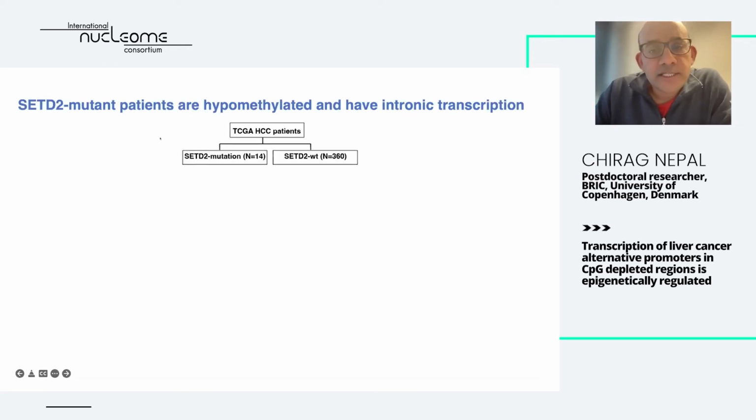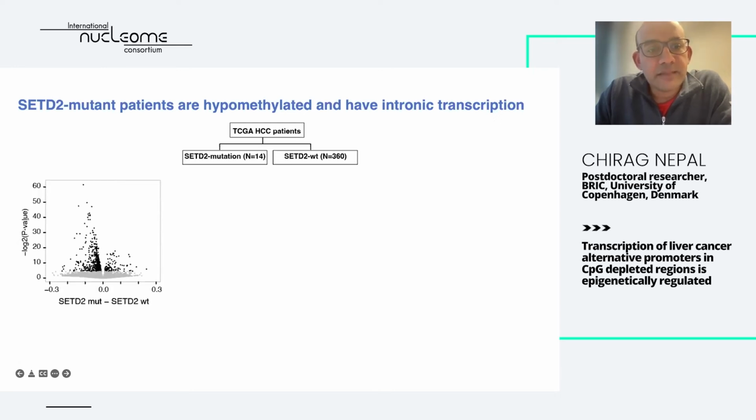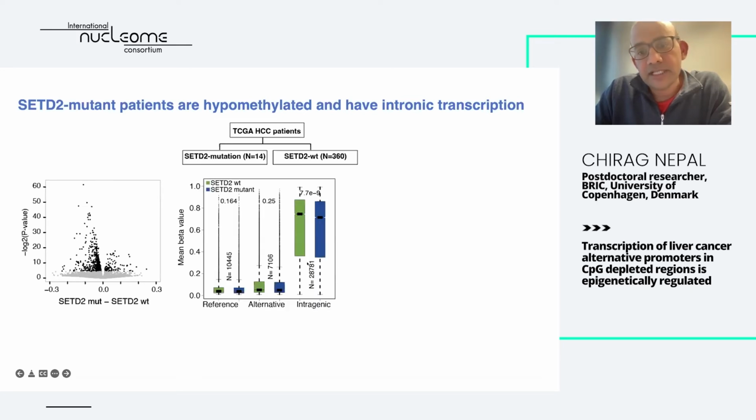So we further went on to validate this in the patient model, and we took the TCGA HCC patients where we have SETD2 mutations and SETD2 wild type, and we compared the DNA methylation in SETD2 mutant and wild type. We see that there is a lot of loss of methylation in the SETD2 mutant, and these methylation losses fall predominantly in the gene body in the SETD2 mutant.